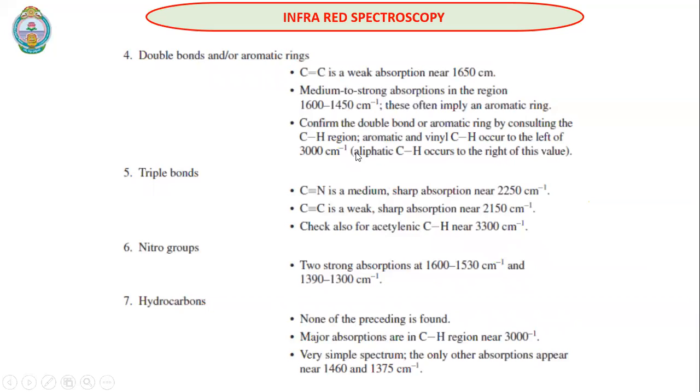Then, if they are absent, look at this special range where we can observe C triple bond N at 2250 and C triple bond C at 2150. If you observe some peaks here, don't confuse whether it is C triple bond N or C triple bond C. If it is C triple bond C and a terminal alkyne, then it also gives a CH around 3300, but it is a very sharp peak. Okay, this 3300 centimeter inverse is a very sharp absorption band. Then go for nitro compounds, then hydrocarbons also don't give any characteristic peaks.